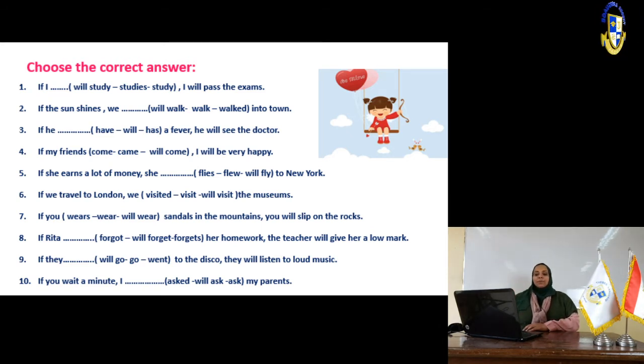Number 6. If we travel to London, we the museum. If we travel to London, we will visit. So I can't put both words, if and will, in the same sentence. We have to put them in different sentences. Be sure of that. If we travel to London, we will visit the museum.